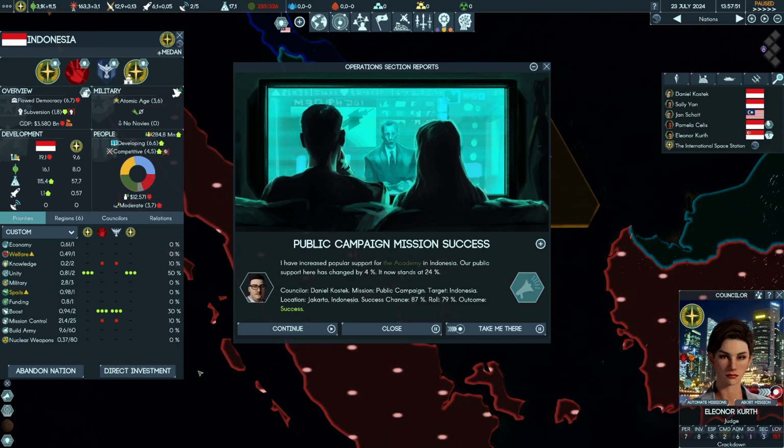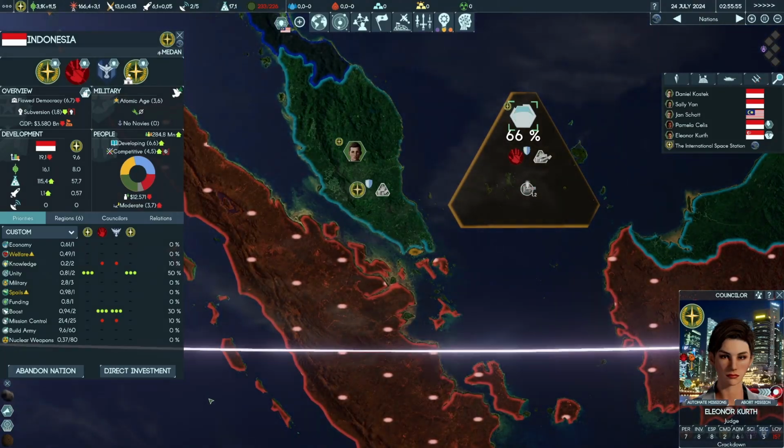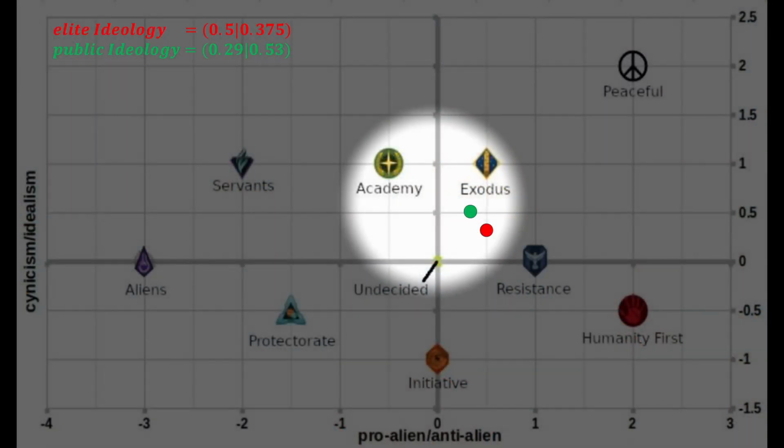If we want to increase public opinion of our faction in these nations, we must know until which point we can invest in Unity, or when we must completely rely on public campaigns.